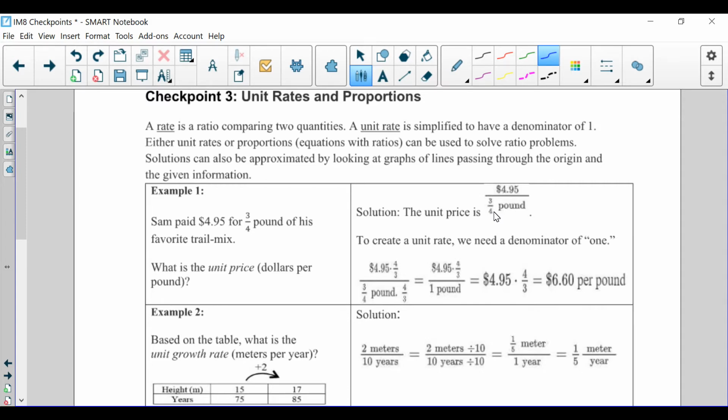Unit rates are really important because you always want to know how much is 1. I know 5 costs this, but I want to know what is 1.